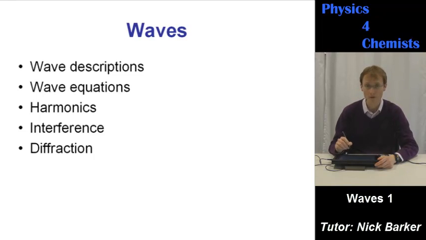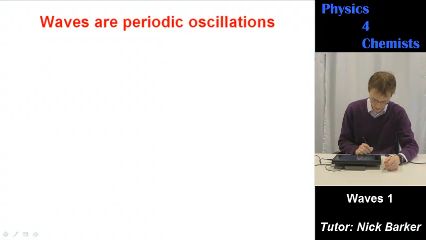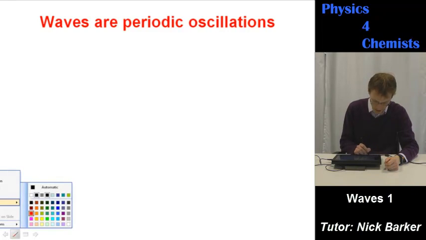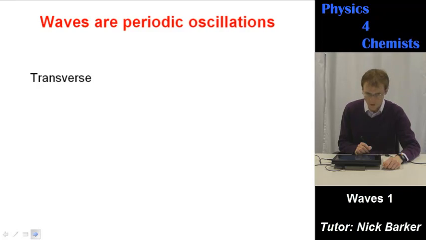So waves don't move stuff from place to place, they move energy from place to place. So if I try and be technical here, waves are defined as periodic oscillations. Periodic just means over a regular time interval. There are two types, transverse and longitudinal.